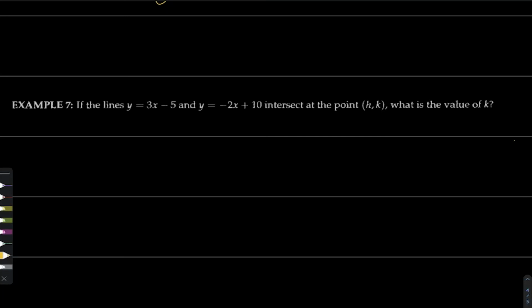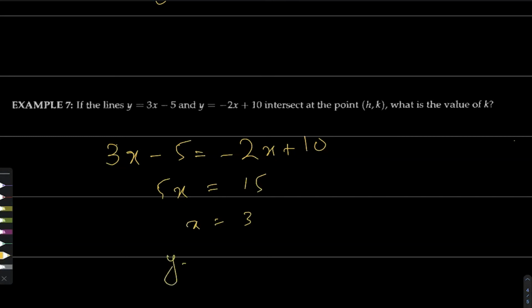They intersect at point (h, k). What is the value of k? Easy. You just have to put them equal to each other to find the point where they intersect. So 3x... Come on, I don't think I even need to do this. So 5x is equal to 15, x equals 3. When x is equal to 3, y equals 3 times 3 minus 5, y is equal to 4. So my k, which is my value of y over here, they are intersecting at (3, 4).